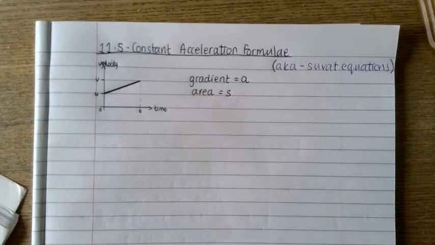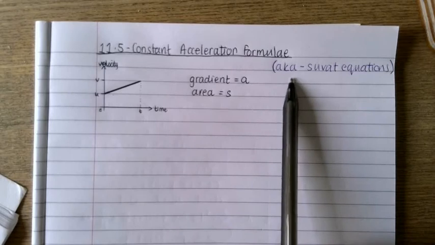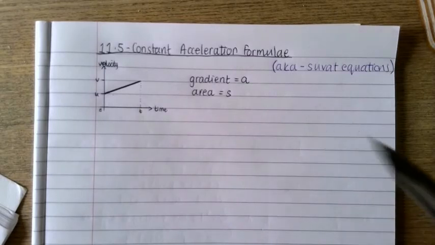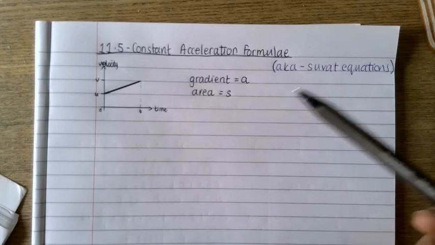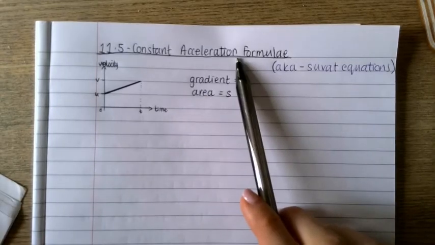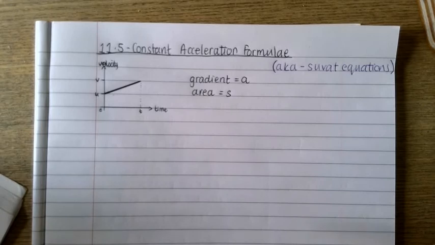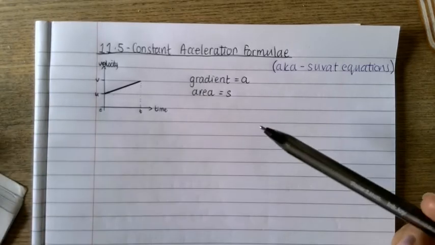Hi everyone, so this is chapter 11.5 of the Year 1 Statistics and Mechanics book on the constant acceleration formulae. This chapter is on variable acceleration, so you might be thinking, why are we looking at constant acceleration in the chapter on variable acceleration? The constant acceleration formulae are known as the SUVAT equations. That's what most people would refer to them as, but I like to still call them the constant acceleration formulae because it reminds me that I should only use them in situations where I have constant acceleration.